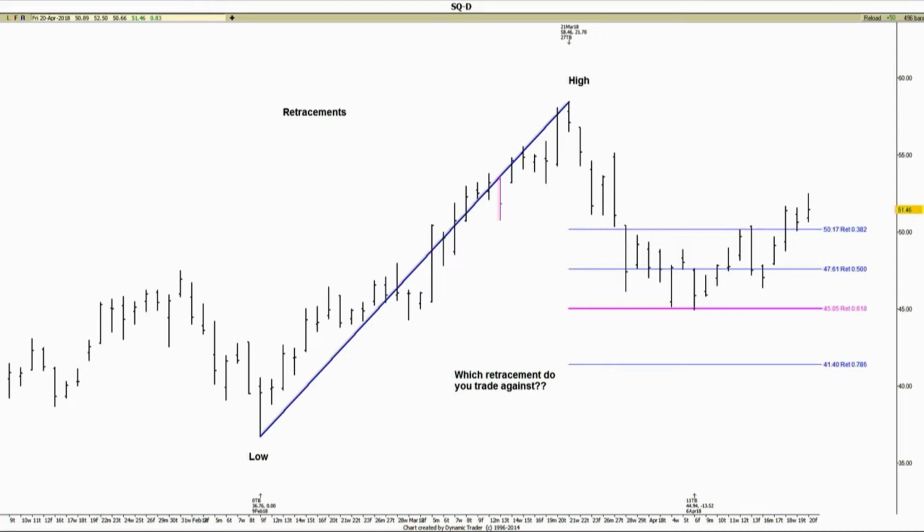Here's a simple example of a retracement. I took a prior low to high on this daily chart of Square. You'll see we didn't have any reaction at 382 or 50%, but in this case, we did end up holding the 618 retracement and seeing a nice reversal. But which retracements do you trade against? You're supposed to buy it here, get stopped out, buy it here, get stopped out. Well, what we're going to do is look for the confluence.